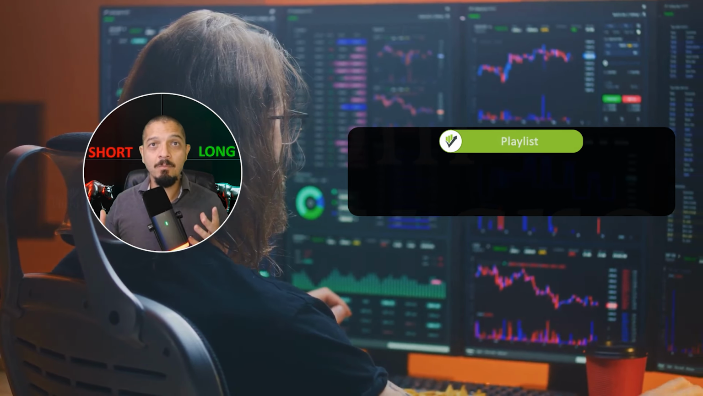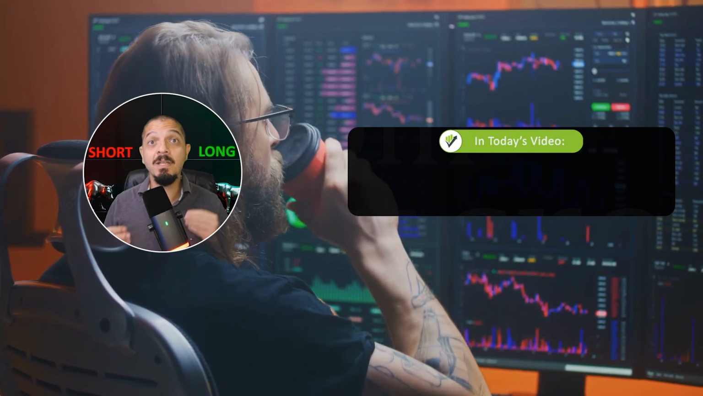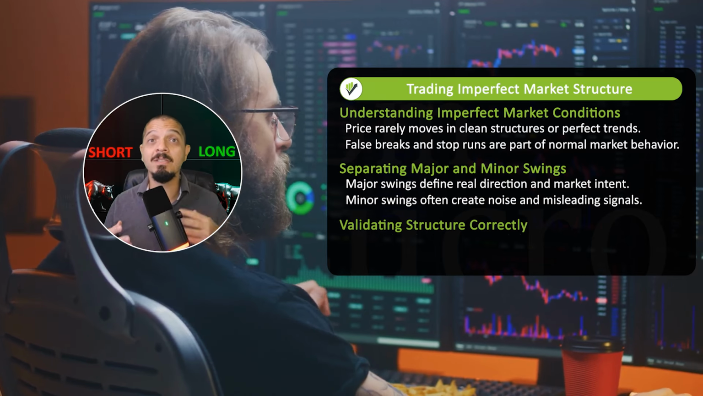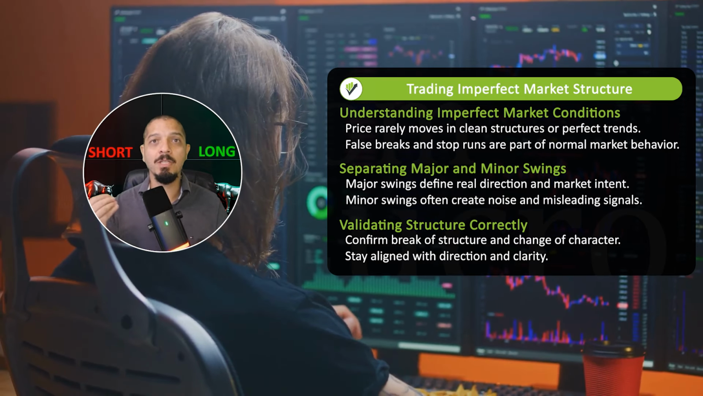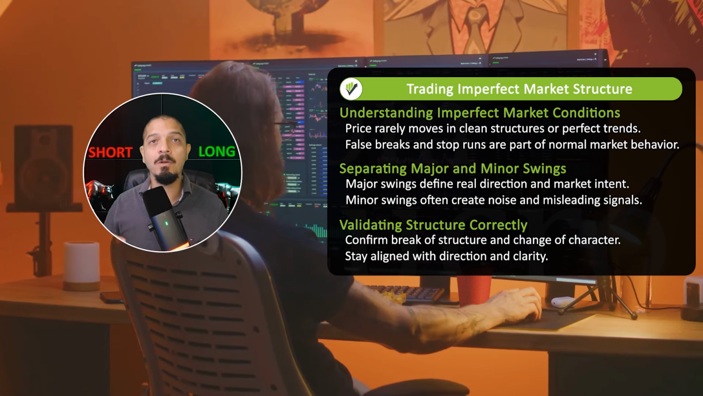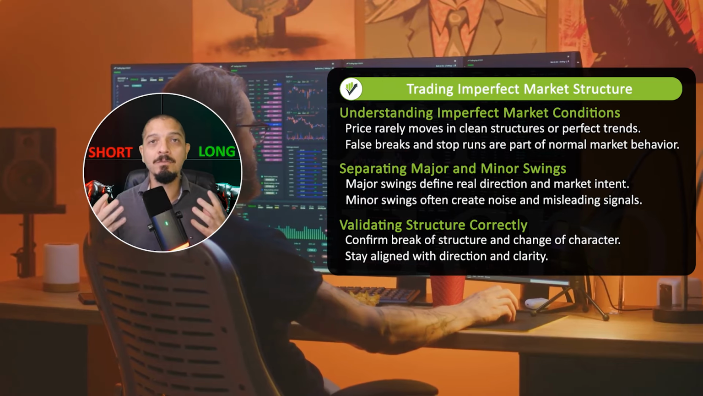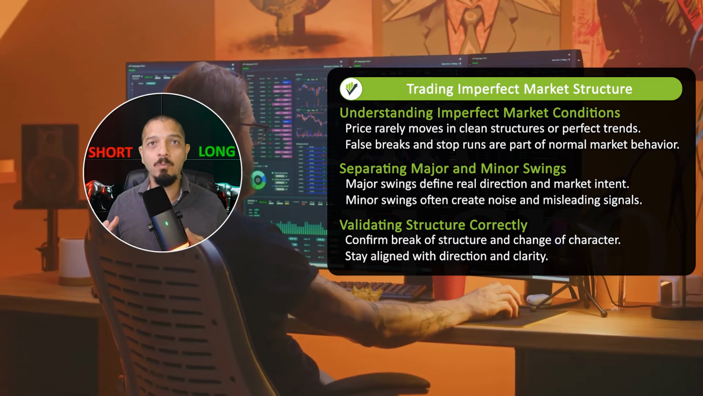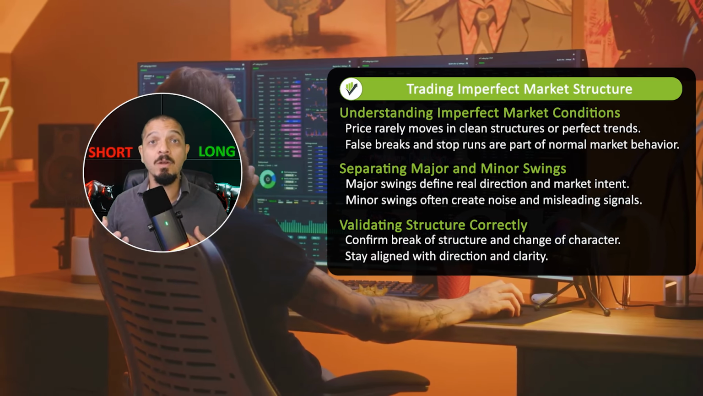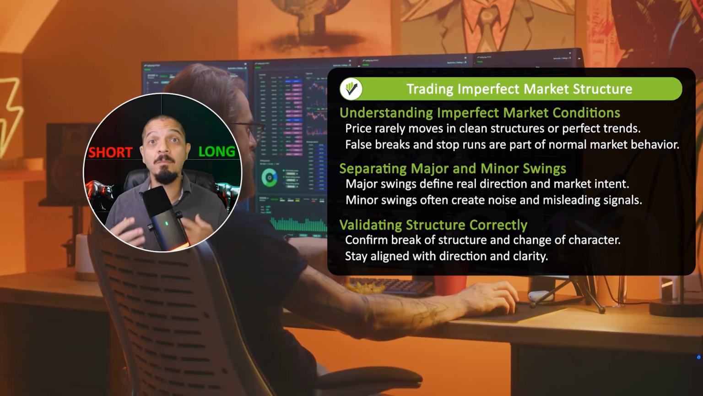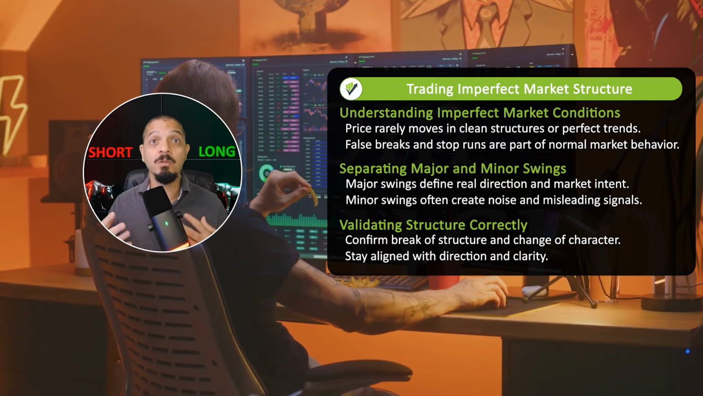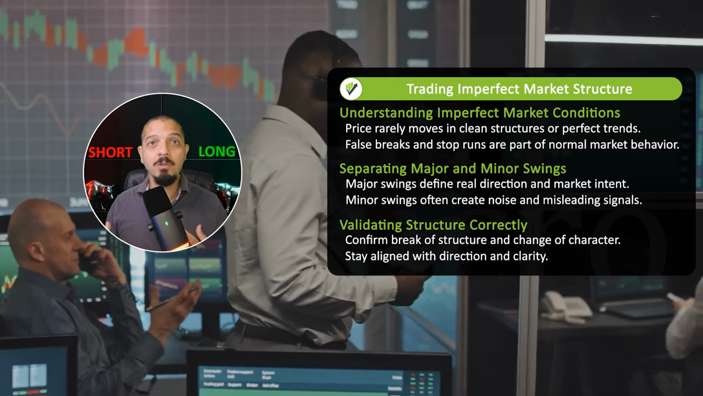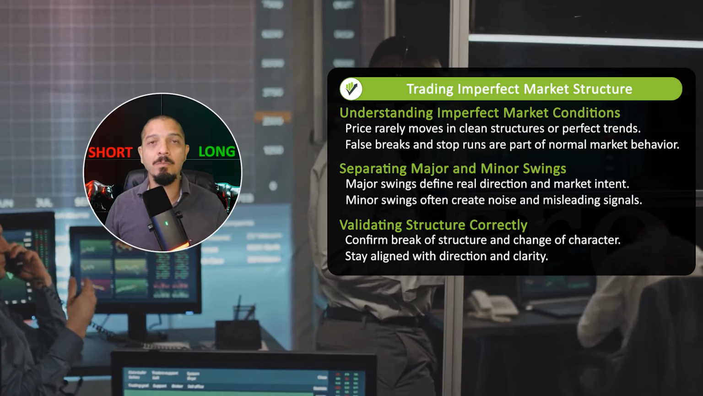Now that you understand how price moves between trends and consolidation, the real challenge is dealing with imperfect market conditions. Price rarely moves in clean structures. It often breaks levels, triggers stops, and creates false signals that trap unprepared traders. In this video, we will connect those pieces. You will learn how to separate major swings from minor swings, avoid fake reversals, and correctly validate break of structure and change of character, so you can stay aligned with direction and read price with clarity.